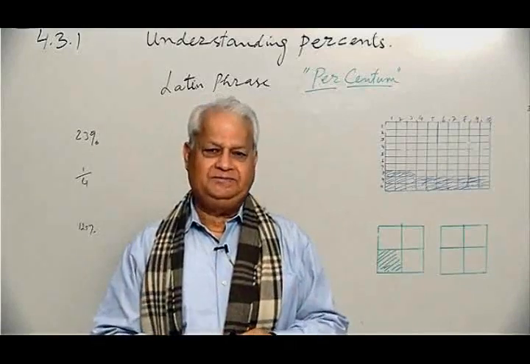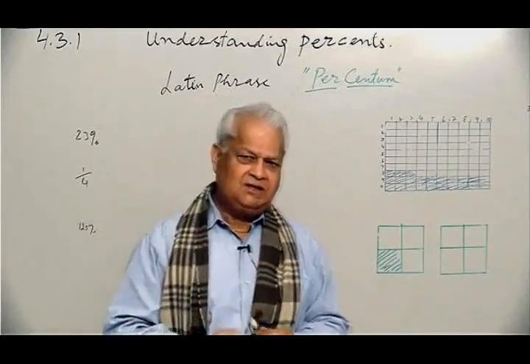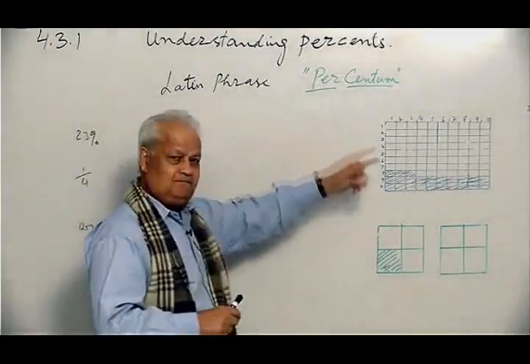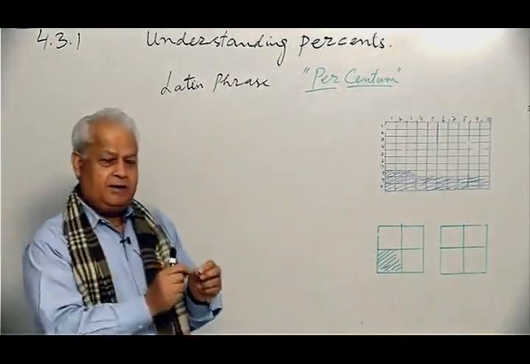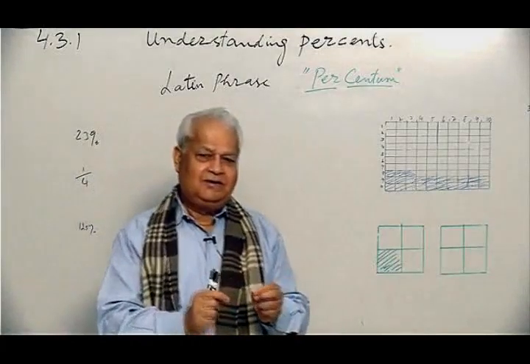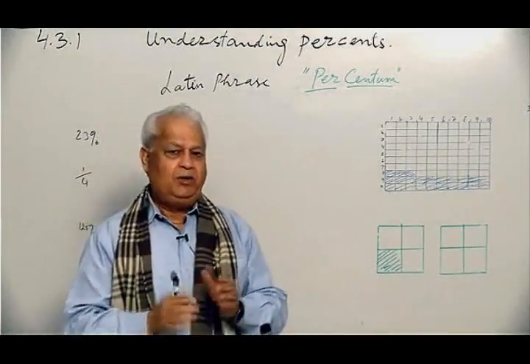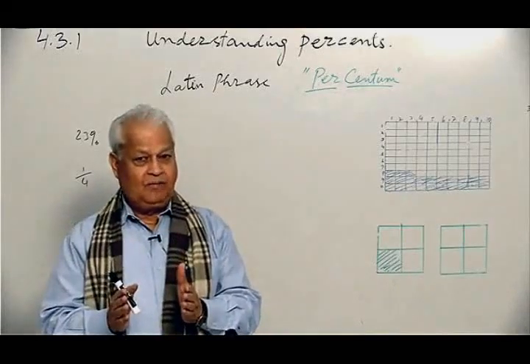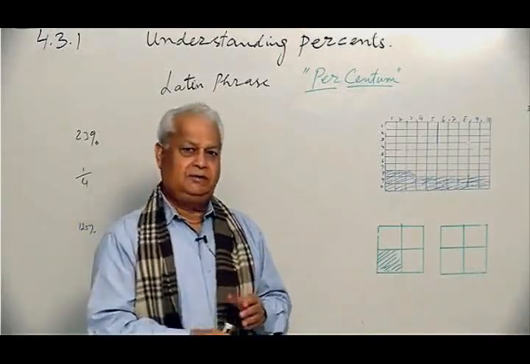Percent is a Latin word. It came from the Latin word percentum, or per 100, out of 100. That's what it basically means. And we can always convert percent as a ratio where the denominator is 100.